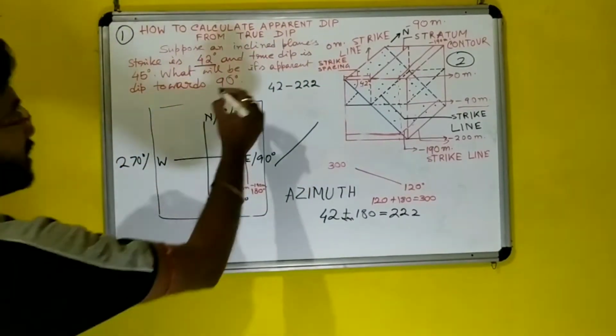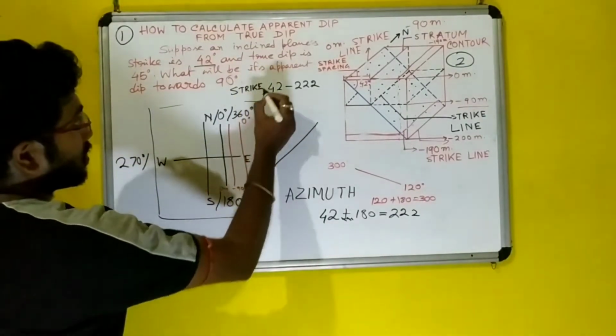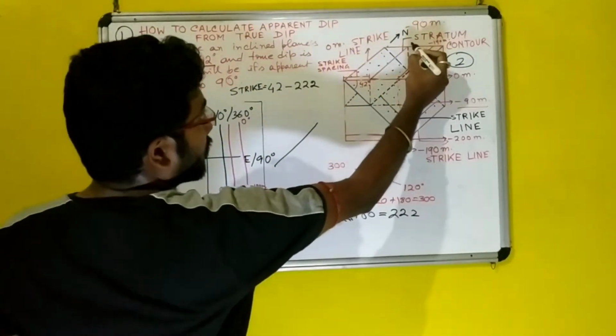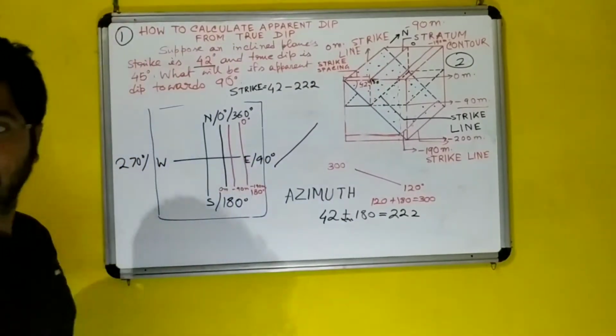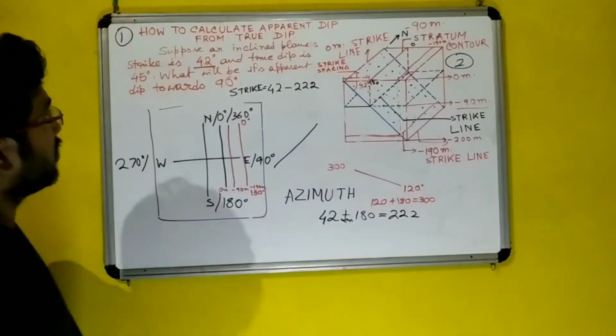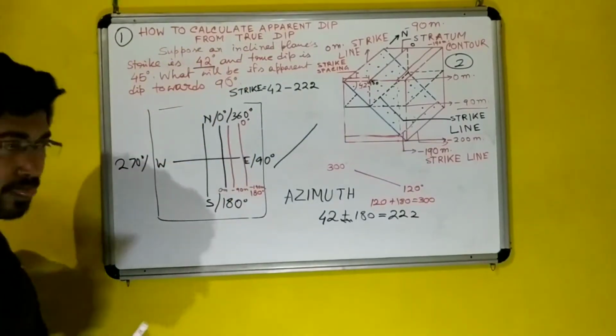It is the strike of that plane. In the earlier example, the strike is 0 and 180. This is the strike, not a south strike. Here in the problem it is 42 and 222.